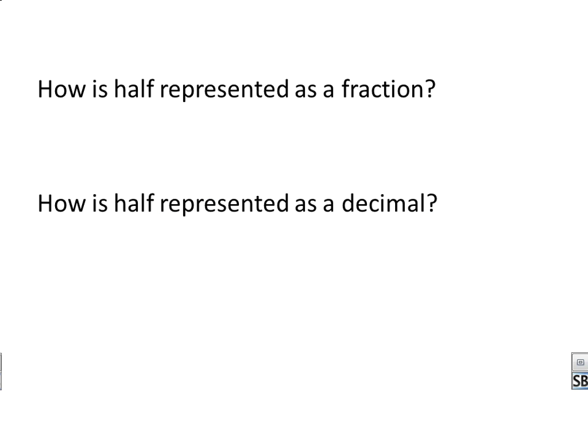How is half represented as a fraction? It should take you 2 seconds, hopefully. How is half represented as a decimal? 5/10. Let's keep going.